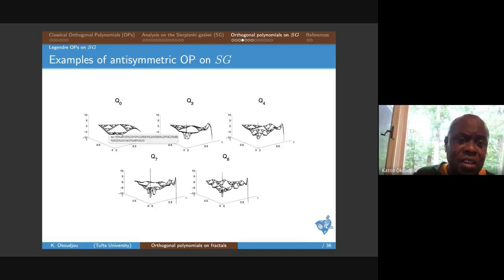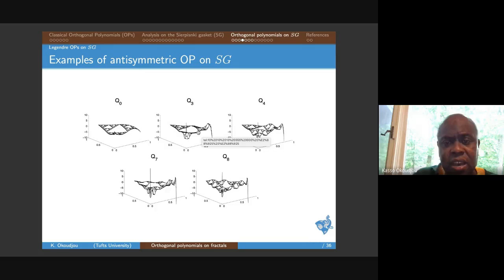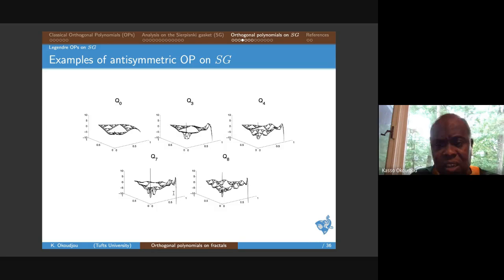So Q0, these polynomials are all anti-symmetric. You can clearly say they're all symmetric or anti-symmetric with respect to the line that goes through Q0 and the midpoint between Q1 and Q2. And as you increase the degree of the polynomial, the behavior is about the same. These pictures are quite precise. We use a very precise numerical computation.